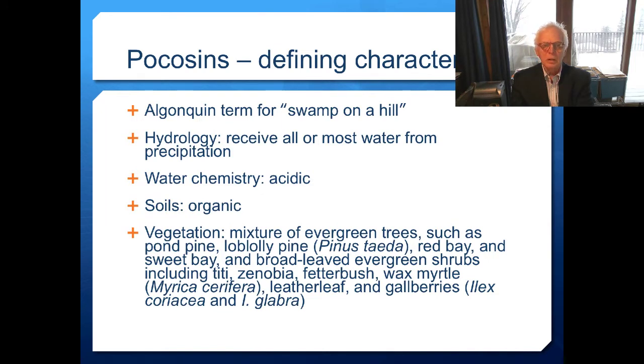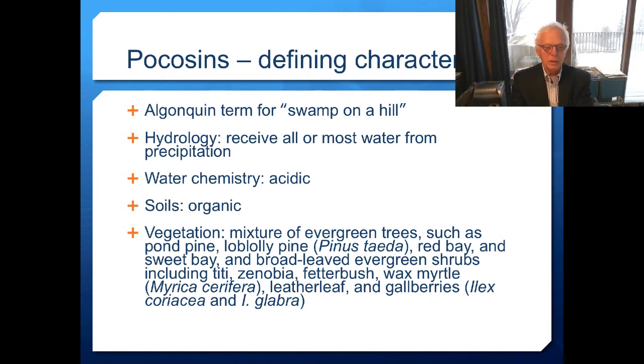Pocosins are basically, a pocosin is a swamp on a hill, so they tend to be really isolated systems. Their hydrology is that they receive all or most of their water from precipitation. Their water chemistry, because they are considered bog-like, is acidic, and again, that's due to the leaching of organic acids, organic material out of dissolved organic matter into the water.